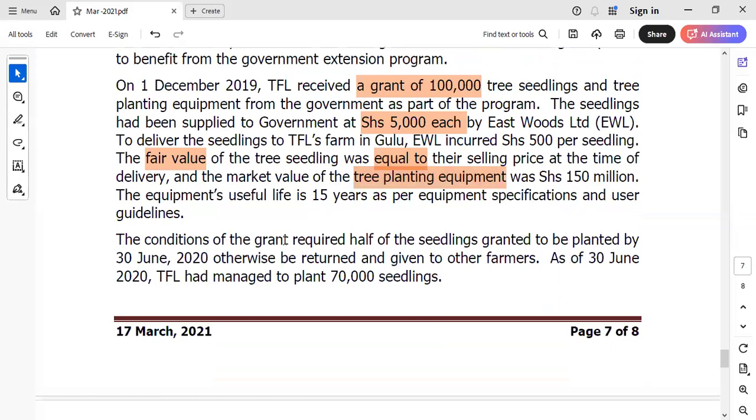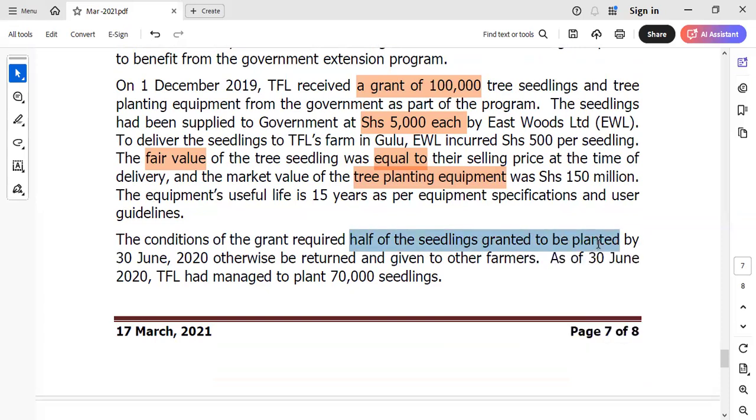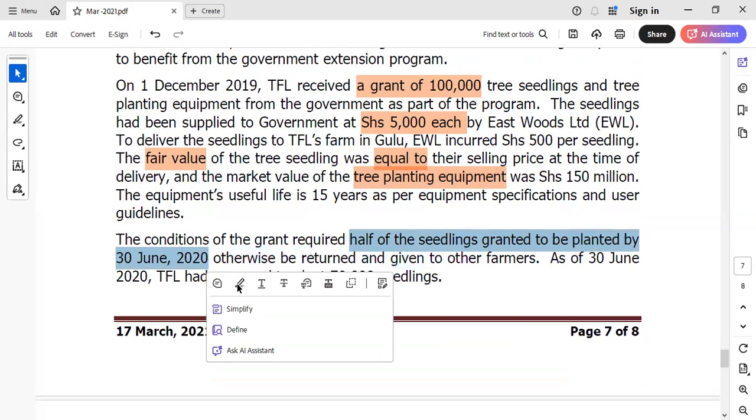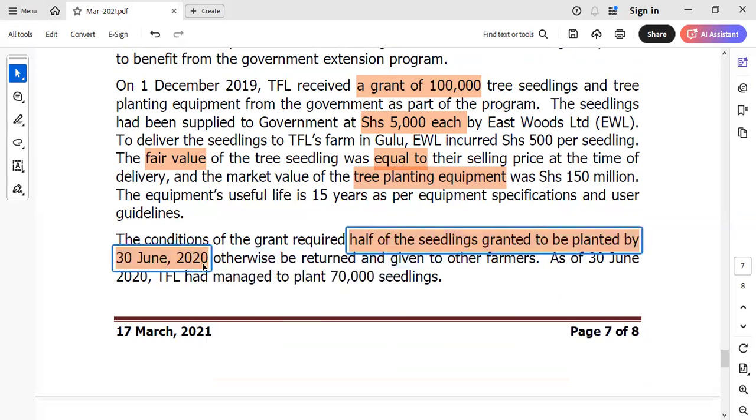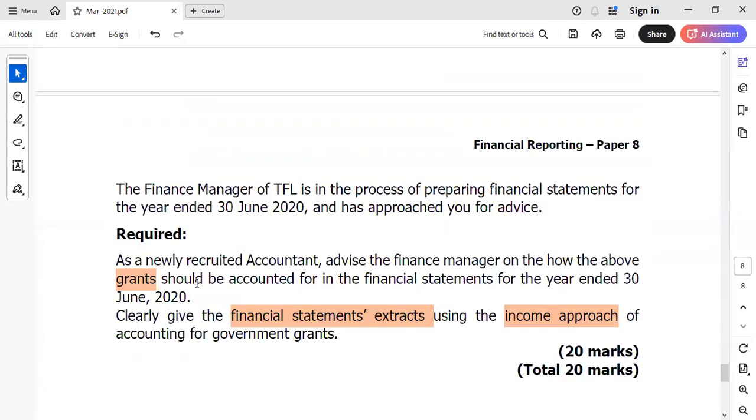The conditions of the grant, this is very key, colleagues. The conditions of the grant required half of the seedlings to be planted by 30th June 2020, otherwise be returned and given to other farmers. So it's very, very key. As you read the question, you need to know whether this condition was met as of 30th June 2020. Remember, we are preparing this as at 30th June 2020.